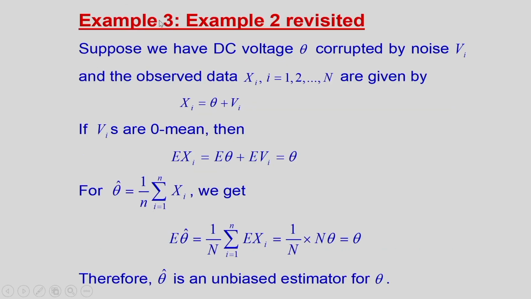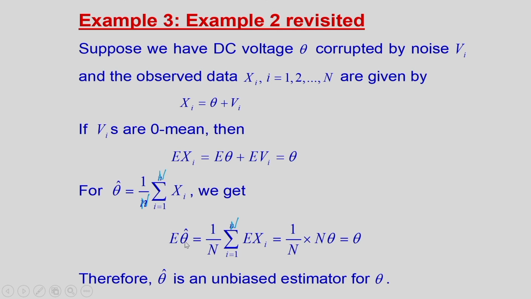We will give another example, example 3, example 2 revisited. Suppose we have a DC voltage theta corrupted by noise Vi and the observed data xi, i equal to 1, 2 up to n, are given by xi is equal to theta plus Vi. If Vi's are 0 mean, then E of xi will be equal to E of theta plus E of Vi, which is equal to theta. For theta hat equal to 1 by n summation xi, i going from 1 to n, that is the estimator we are considering.